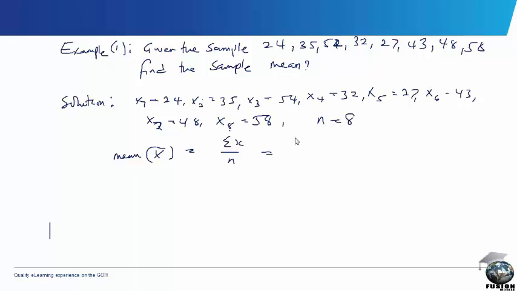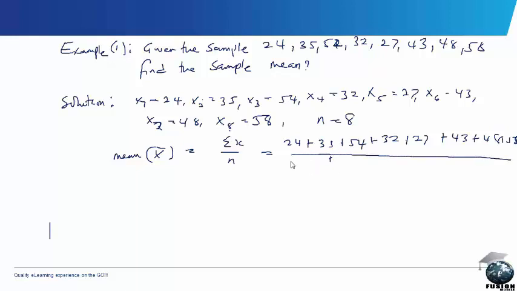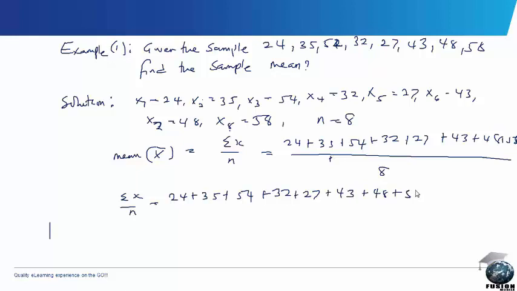Summation x is equal to summing all the observations. You have 24 plus 35 plus 54 plus 32 plus 27 plus 43 plus 48 plus 58, all over the total number of observations, which is 8. So all we are saying is that summation x over n is 24, 35, 54, 32, 27, 43, 48, 58, all divided by 8.